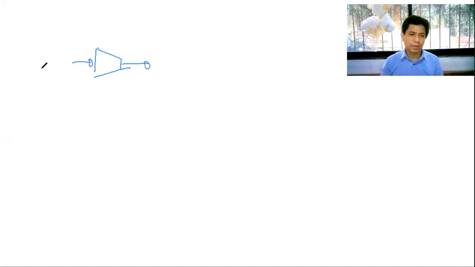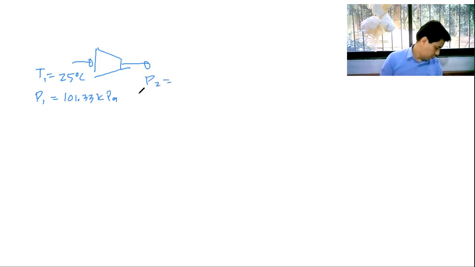So sabi sa problem, T1 is 25 degrees Celsius. Tapos P1 is 1 atmosphere, 101.33 kPa. Tapos what we have is P2. P2 is 375 kPa. So first, we assume that the process is adiabatic and reversible. So we can use the adiabatic equation for temperature and pressure.